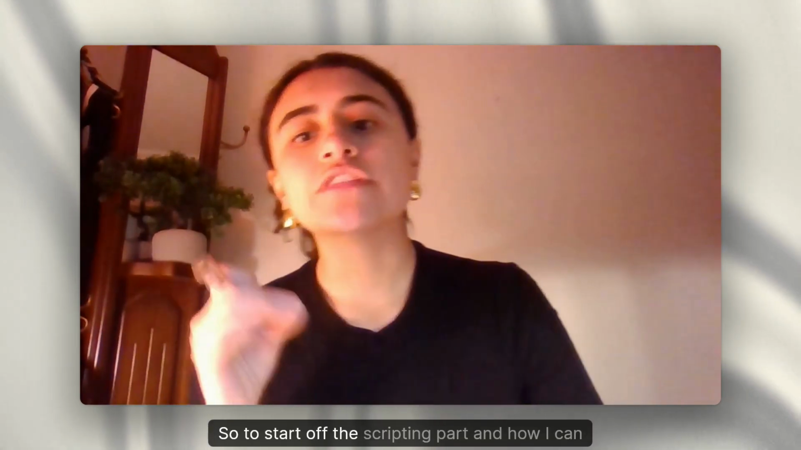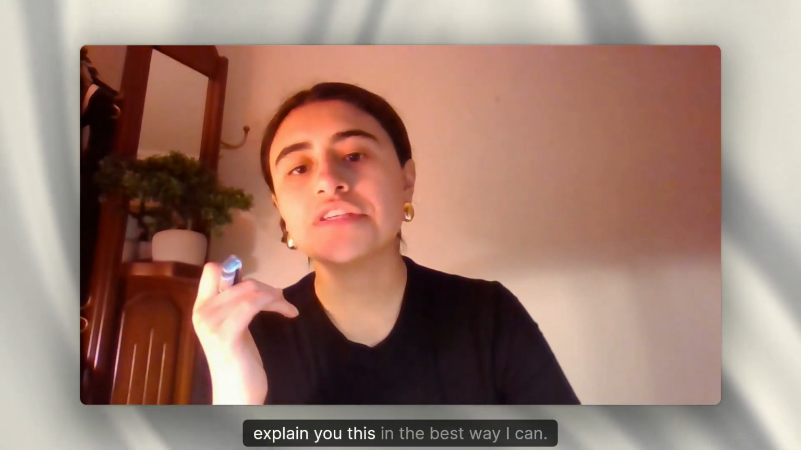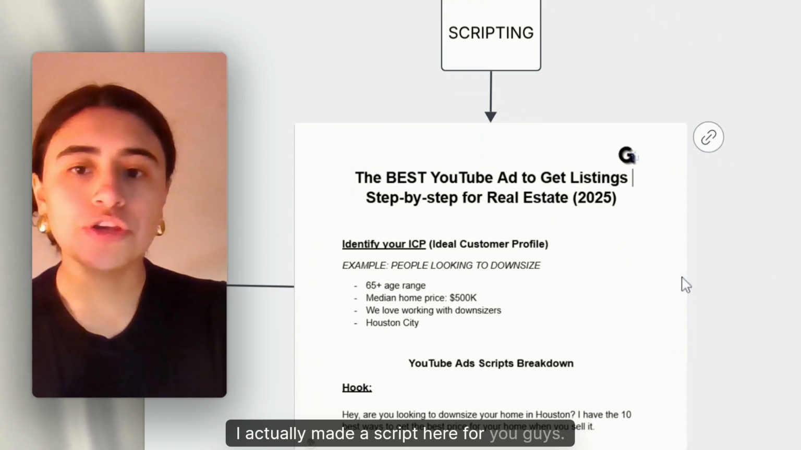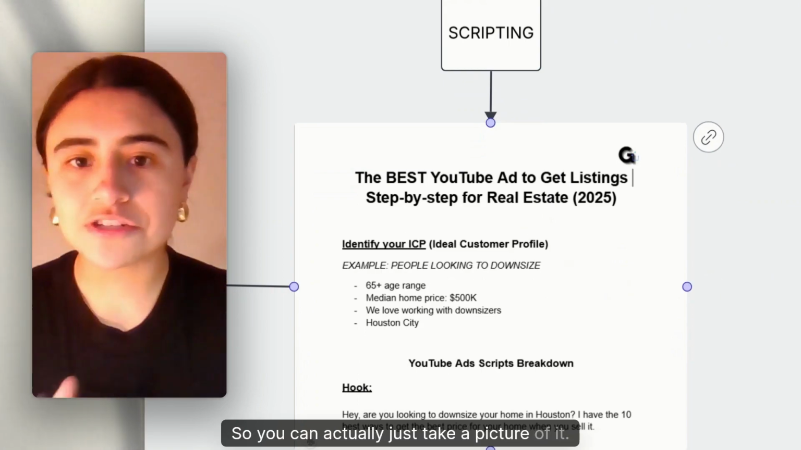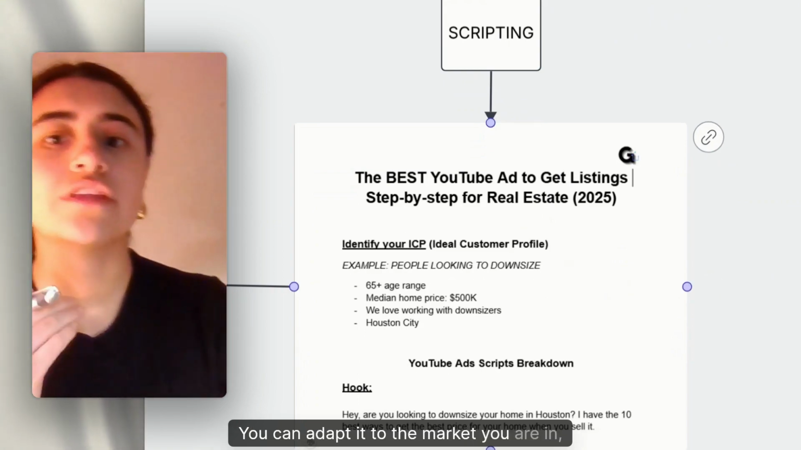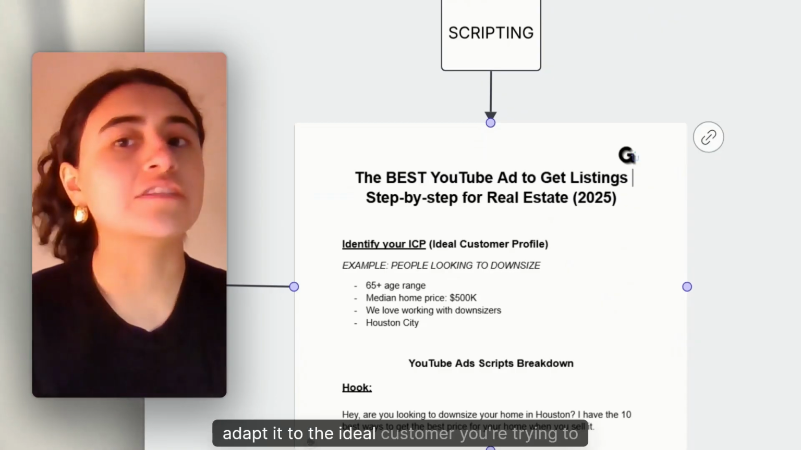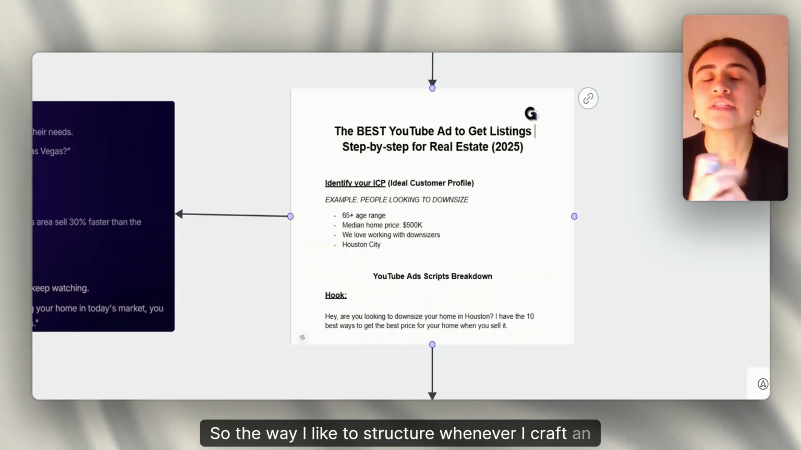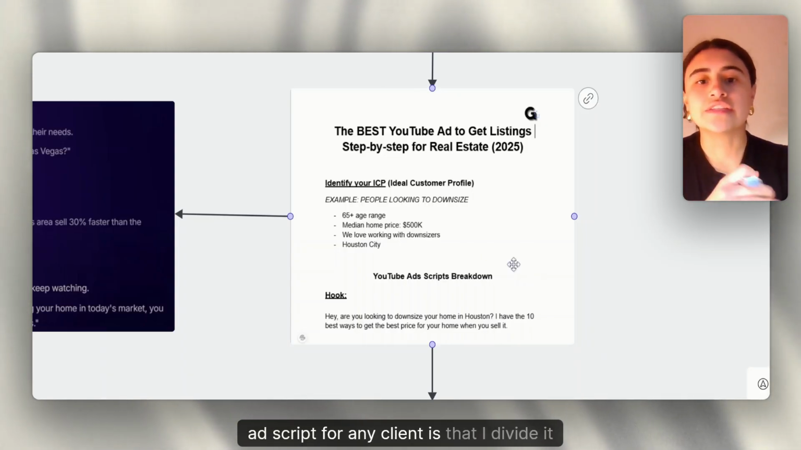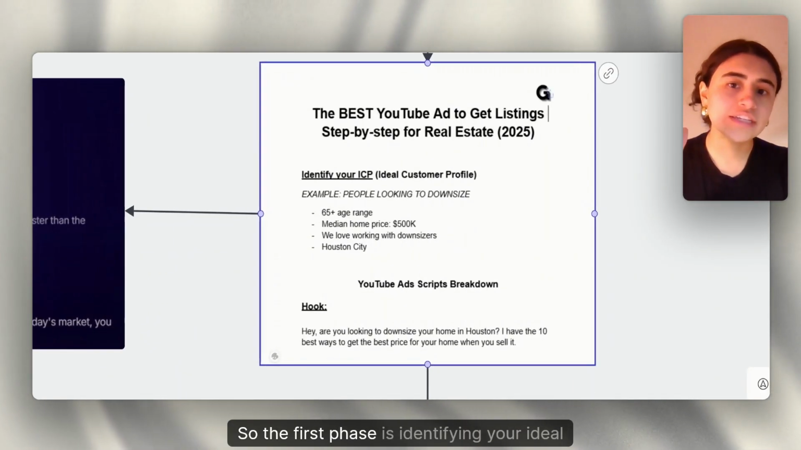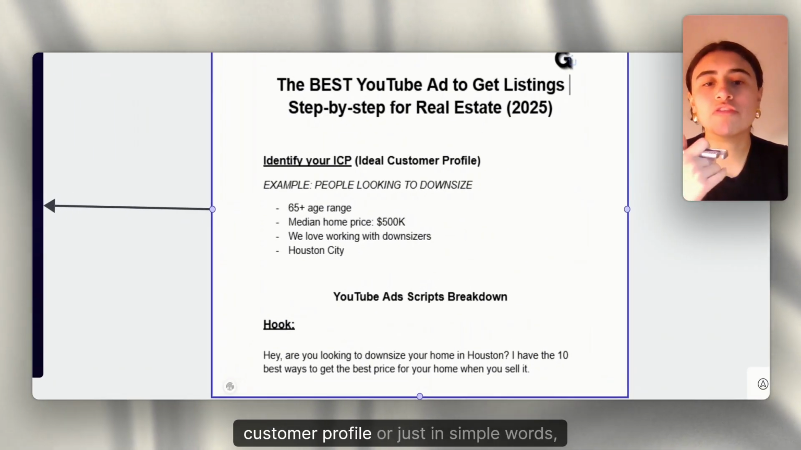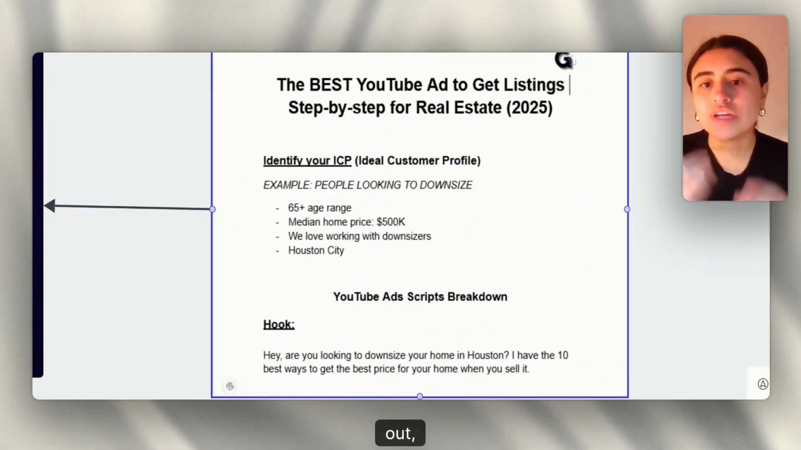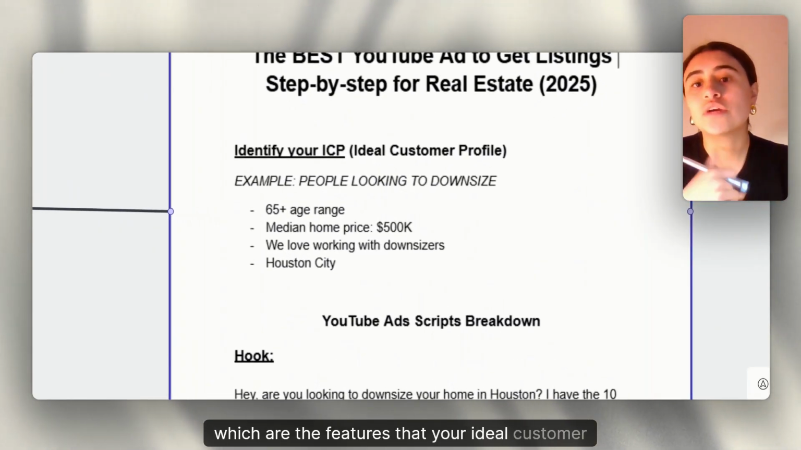To start off the scripting part, and how I can explain this in the best way I can, I actually made a script here for you guys, so you can just take a picture of it. You can adapt it to the market you are in, adapt it to the ideal customer you're trying to target. The way I like to structure whenever I craft an ad script for any client is that I divide it through phases. So the first phase is identifying your ideal customer profile, or in simple words, who is that person that you're trying to reach out to, which are the features that your ideal customer has.